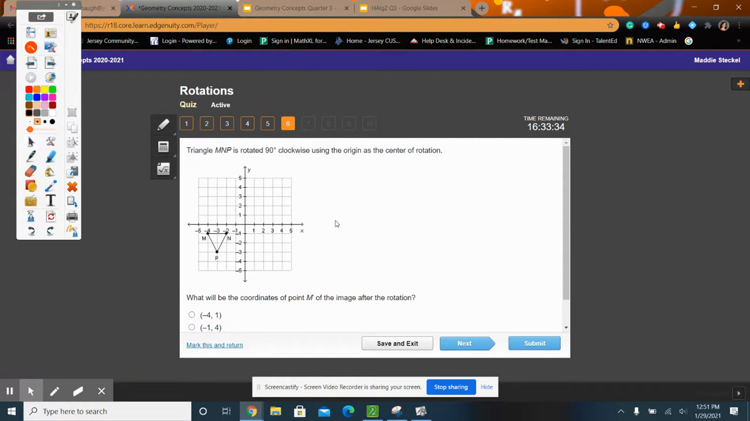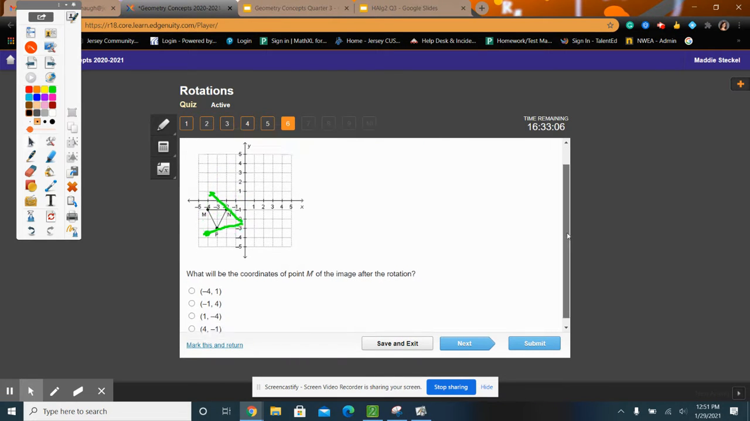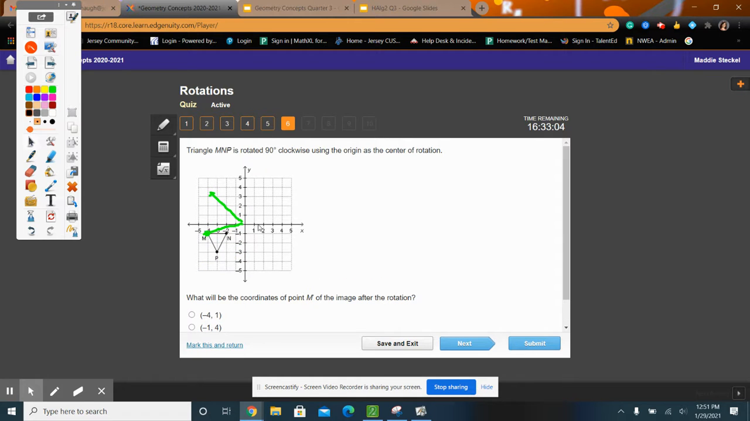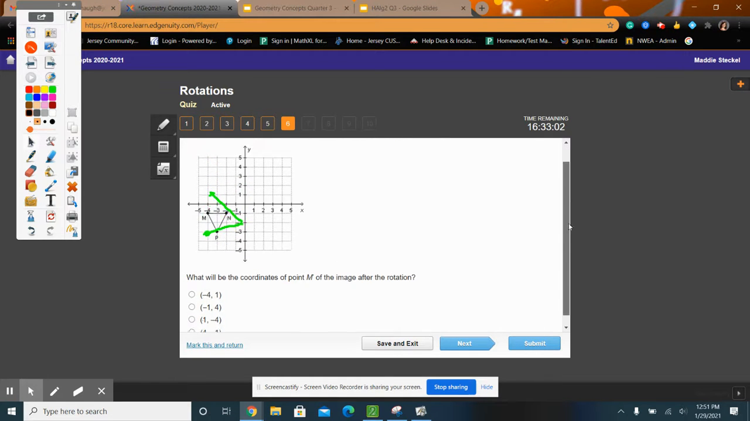If you rotate 90 degrees clockwise, where will M prime be? Well, here is M. If I go to the center, and now I want to go clockwise, hands of a clock go to the right. So I'm going to go this way to the right. At 90 degrees, M prime will be up in this area. Let's see where that would be. Is it -4, 1? No. Is it -1, 4? Also not likely. Is it 1, -4? Not down here. Or is it 4, -1?